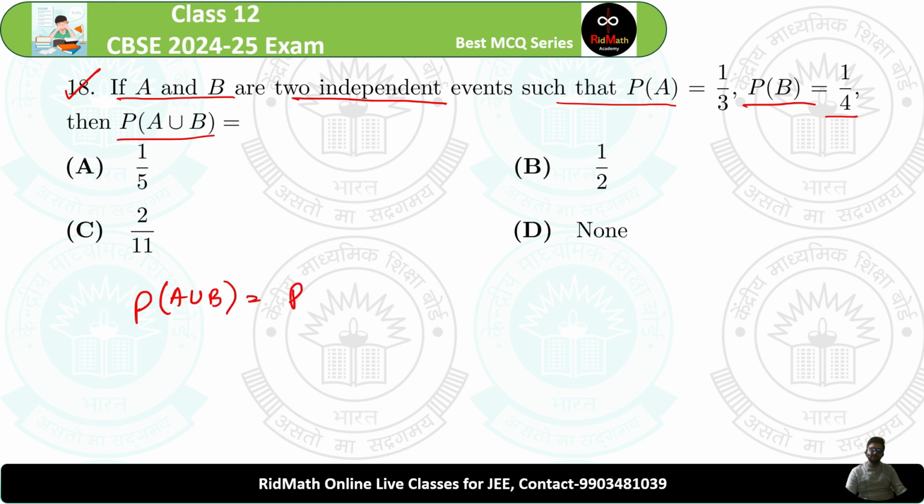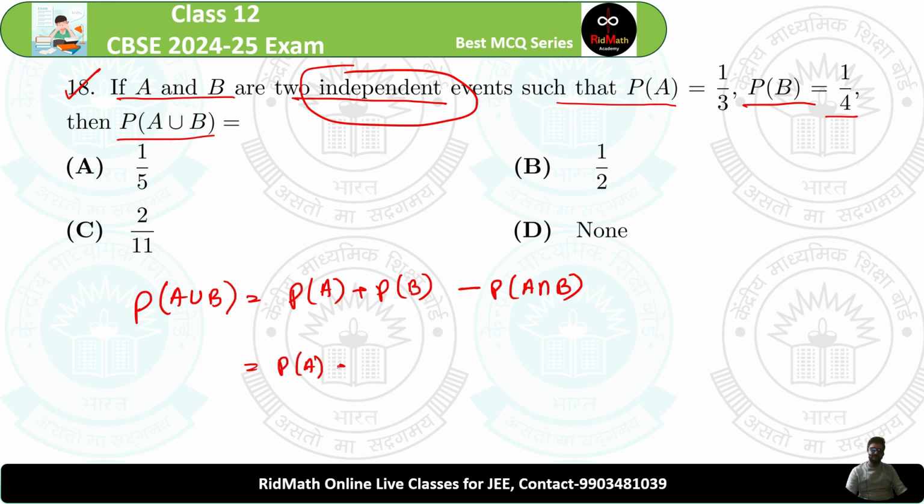This is equal to p of a plus p of b minus p of a intersection b, and it is given that these two are independent events. So that means p of a plus p of b minus p of a into p of b. Because these are independent events, p of a intersection b is equal to p of a into p of b.